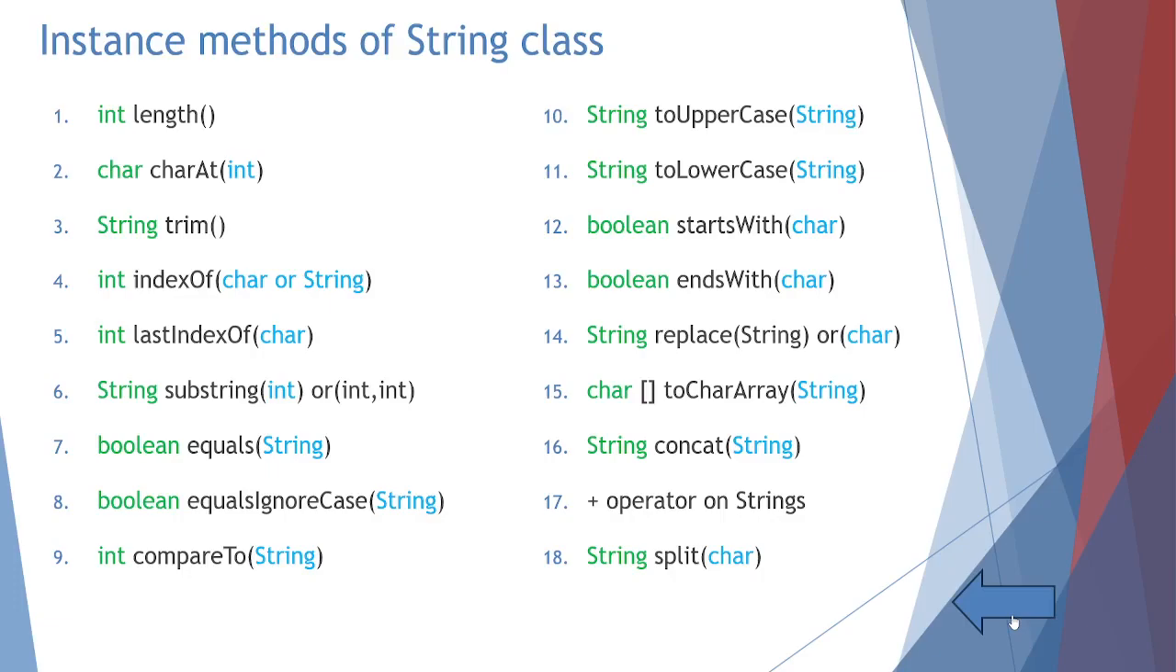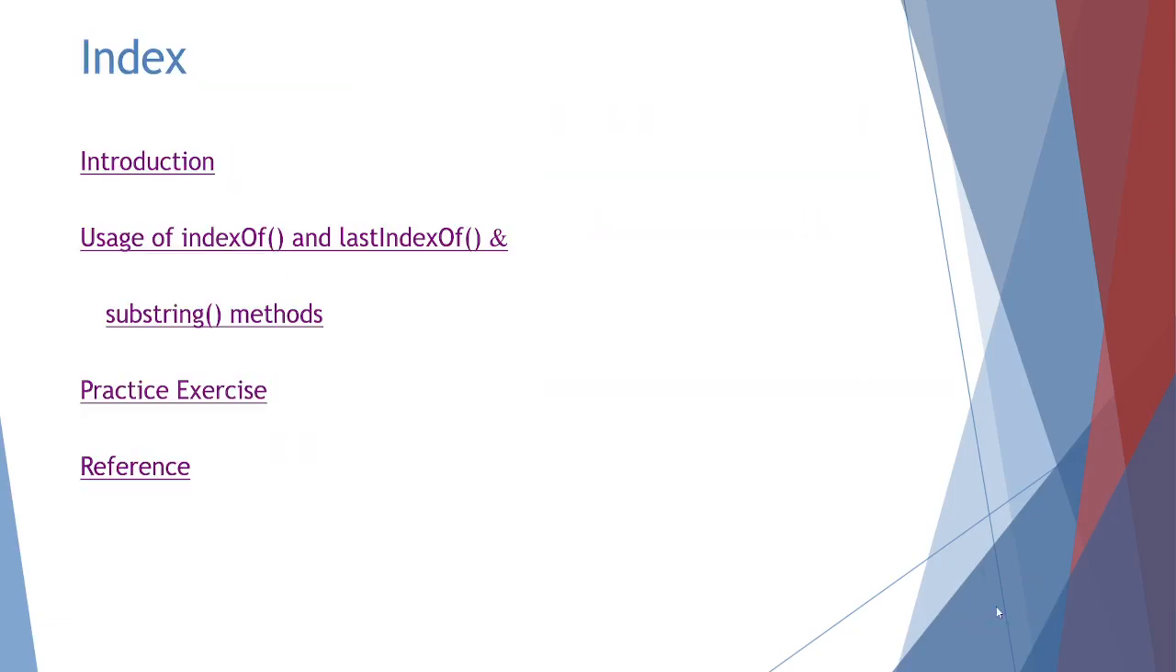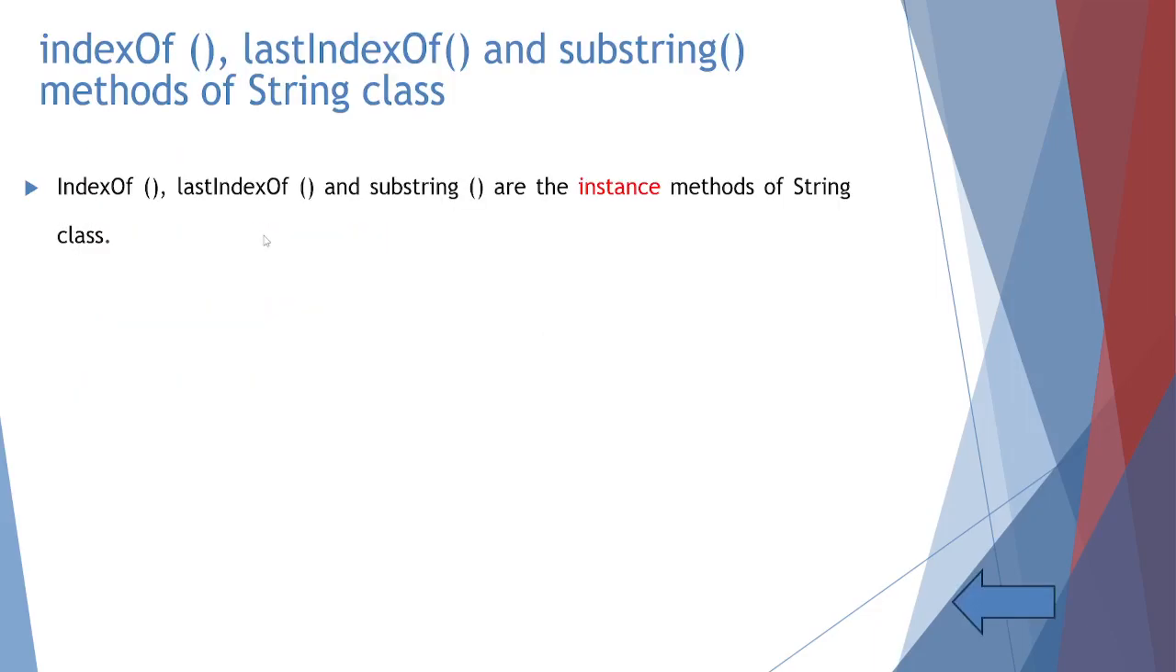Now we know 60 plus instance methods are there in the String class, but in this video, we will understand indexOf, lastIndexOf, and substring. All these three methods are instance methods. That means we use them with the help of an object. Now, the substring method returns part of a string.